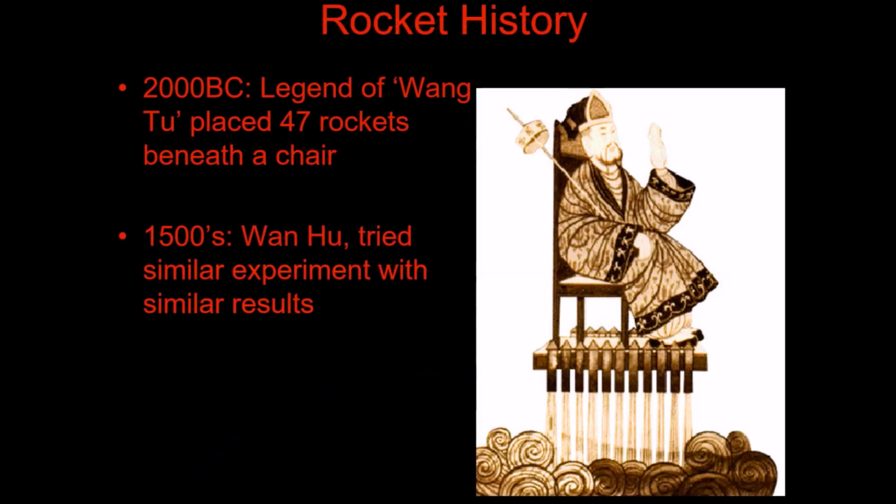Just a little aside, which is kind of fun, if you're looking into the history of rockets, there's a couple of people who have been credited with trying to get themselves into space first. 2000 BC, the legend of Wang Tu, and Wan Hu, who also gets mixed up with him a lot because they had very similar names, in the 1500s tried the same experiment, sticking about 47 or 50 rockets beneath a chair and lighting them up. It resulted in him basically being set on fire, especially if you're wearing long robes and playing with rockets.